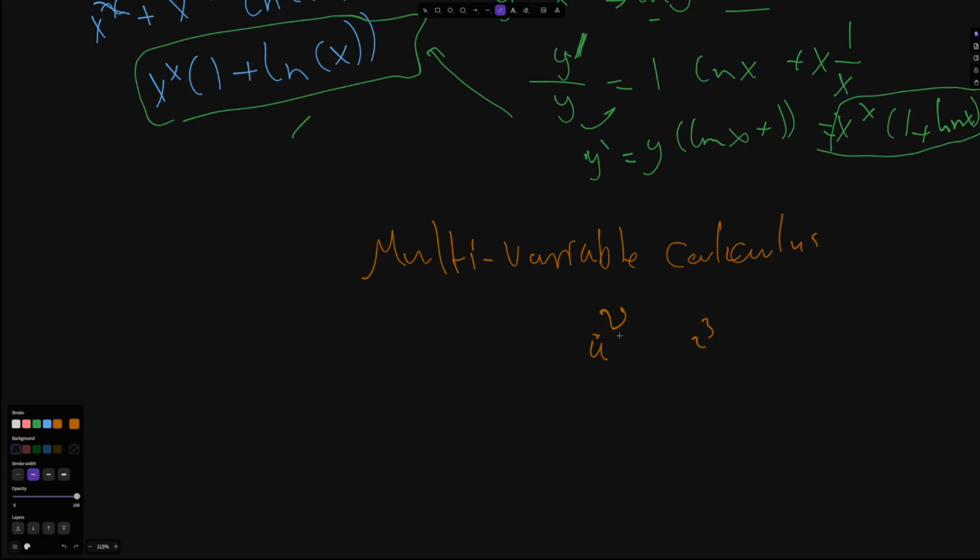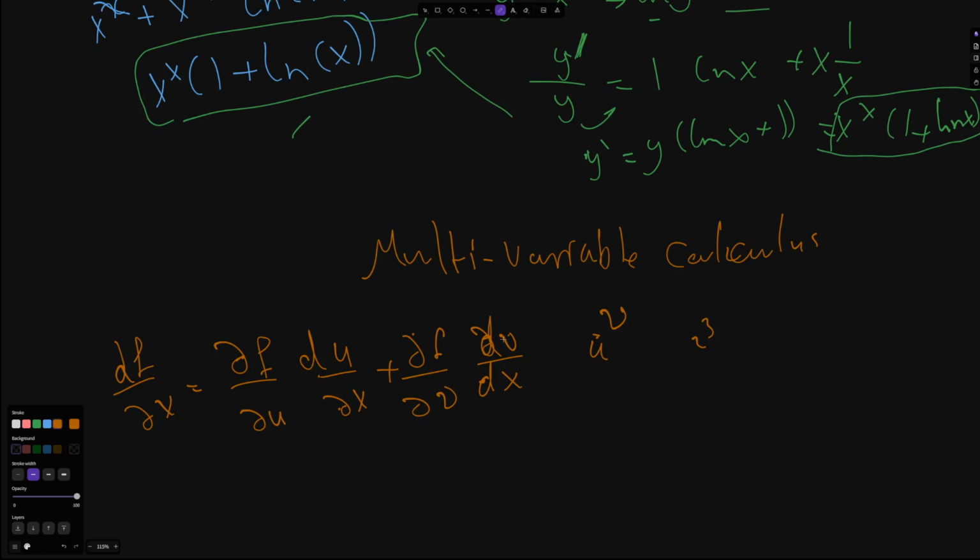Since both u and v depend on x, we use the multivariable chain rule, which is defined as follows. df by dx equals partial f by partial u times du by dx, plus partial f by partial v times dv by dx. It's partial here, not d. Sorry, this question always gets me wrong.